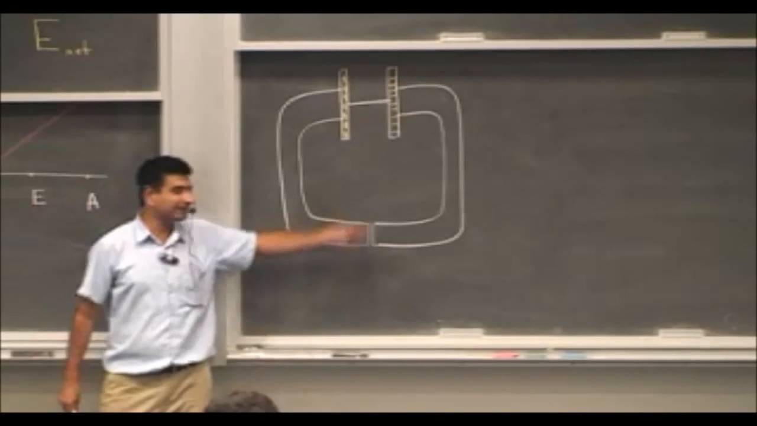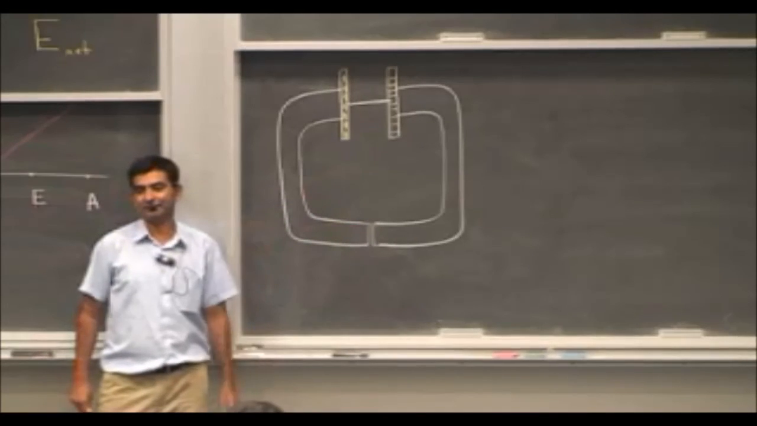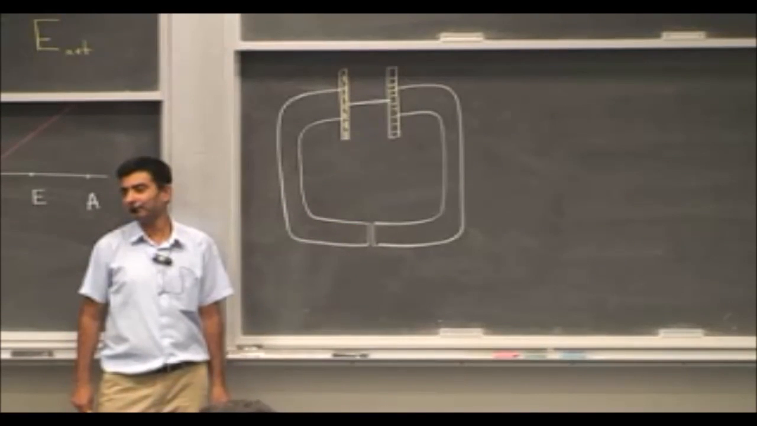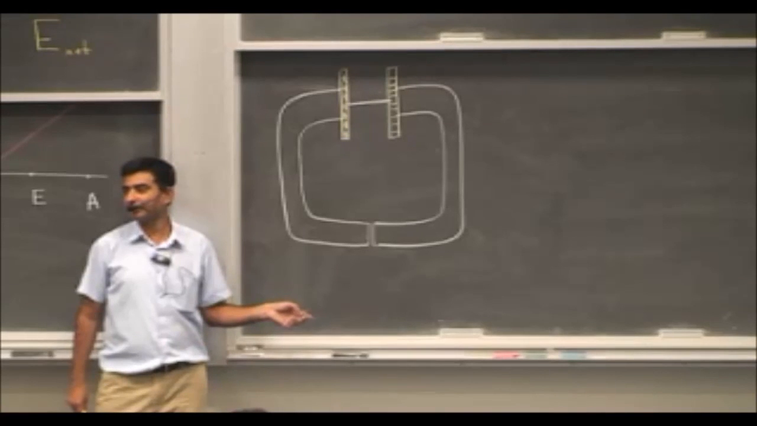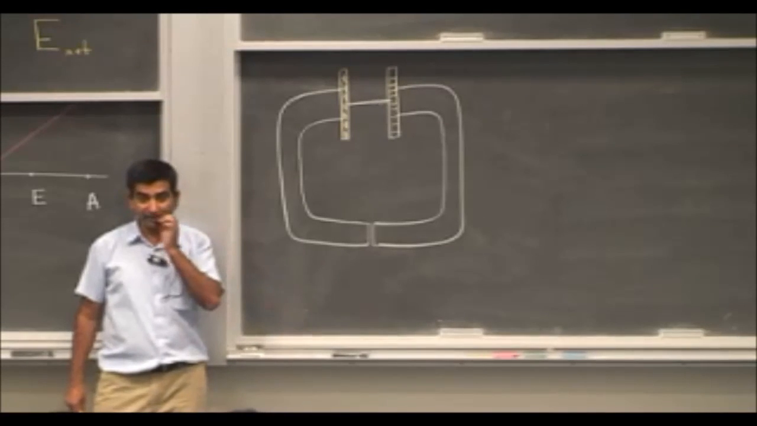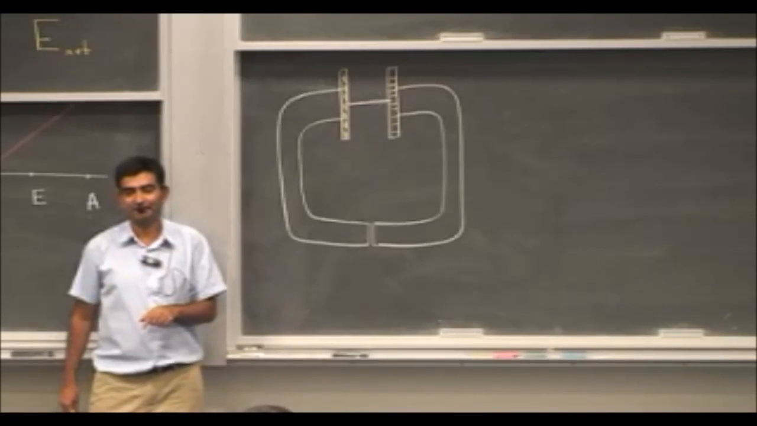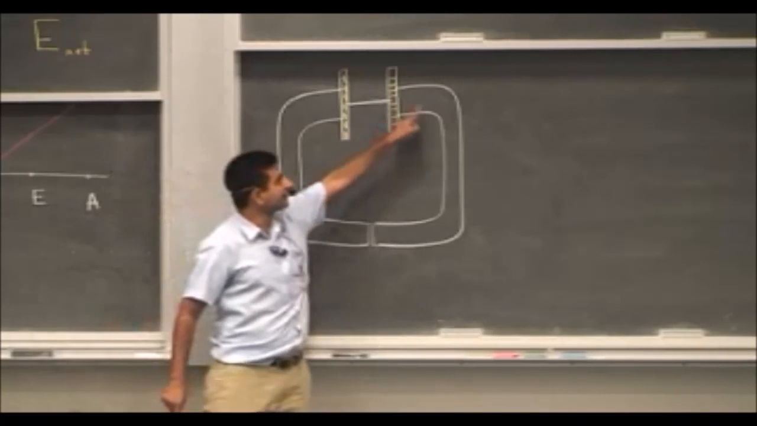Suppose the resistance is infinity. Will current flow through the circuit? Only talking about DC. Will current flow through this circuit? क्या current flow करेगा? नहीं करेगा. ठीक है? So when there is no current, what about the electric field inside this conductor?